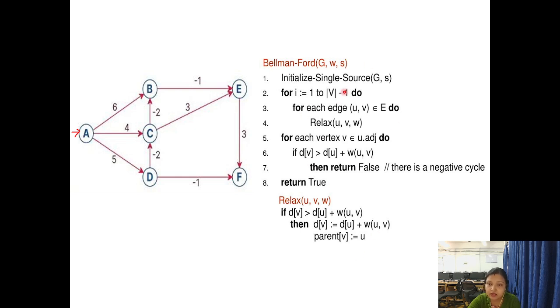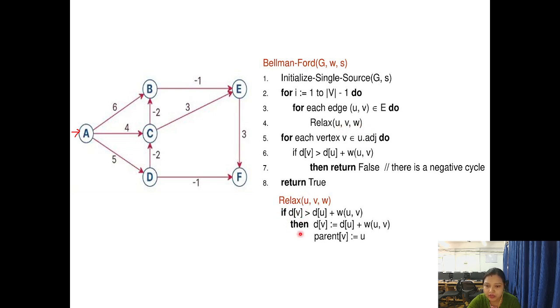So here you can see the algorithm. This is initialize single source G comma S, where G is the graph and S is the source vertex. Now for i equal to 1 to |V| minus 1, do: |V| minus 1 means the number of vertices minus 1, so from 1 to n minus 1 times. For each edge (u, v) belonging to E, the edge set, relax (u, v, w).